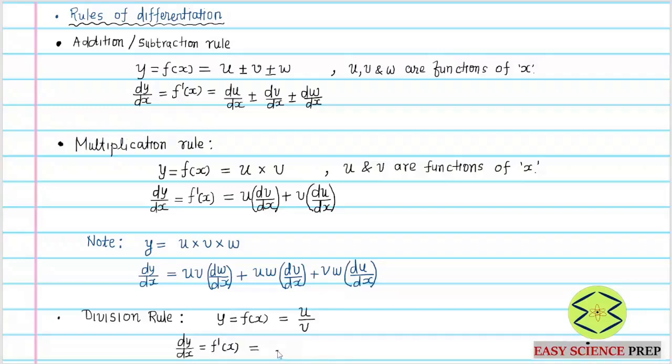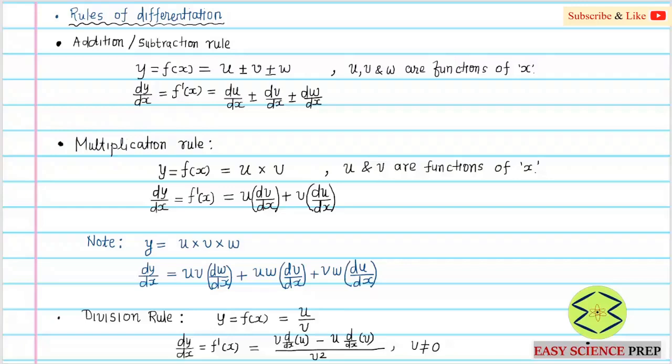We will have a ratio in which the denominator is written as v square, and in the numerator we write v first and then the differentiation of u, then we write u, and then the differentiation of v. So v times derivative of u, that is, v is the denominator, derivative of numerator minus numerator times derivative of denominator, whole divided by the denominator v the whole square. Okay, you should always remember v is not equal to 0. So these are the three rules which are called the simple rules of differentiation.